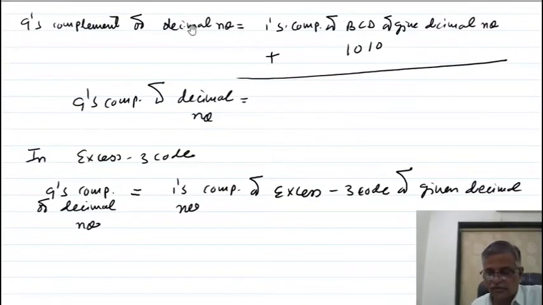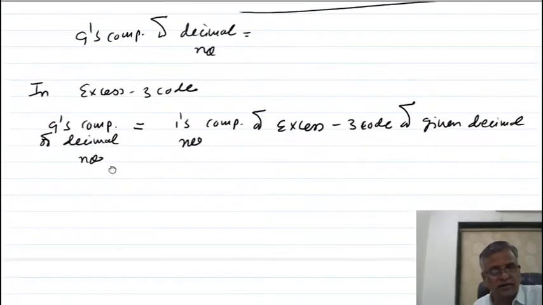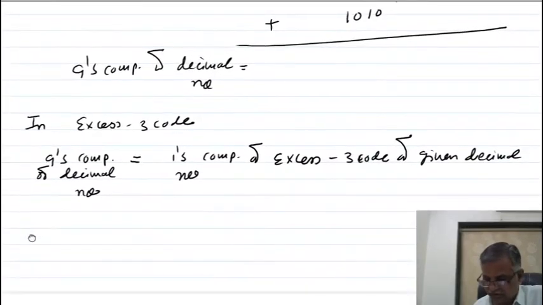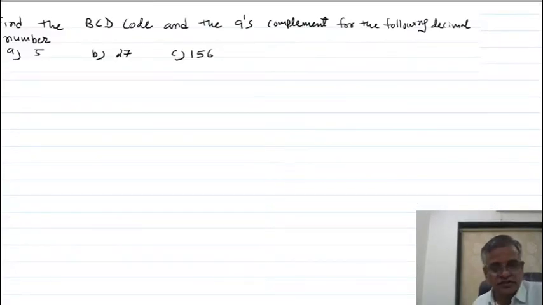Listen, the 9's complement of a decimal number is nothing but the first complement of the BCD of the given decimal number, and add 1010. In XS3 code, the 9's complement of a decimal number is nothing but the first complement of the XS3 code of the given decimal number. Let us see the numerical based on these two. See, this is the question. Find the BCD code and its 9's complement for the following decimal numbers. So let us start with the first, 5.